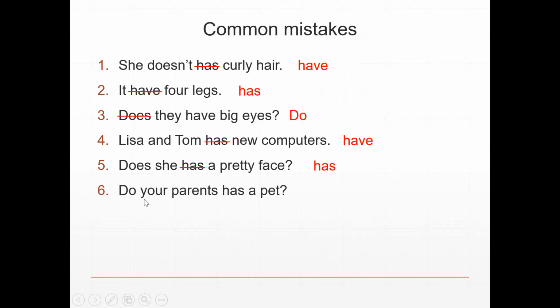Number 6, do your parent has a pet? Look at the noun, the subject. Your parents is a plural noun, and we use the auxiliary verb do, it's correct. But the problem is with the verb has again, so we don't use the verb has with a plural subject. Parents refer to they. So do your parents have, we change has to have, right?